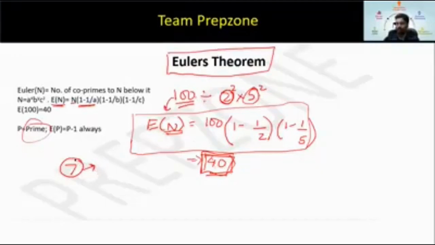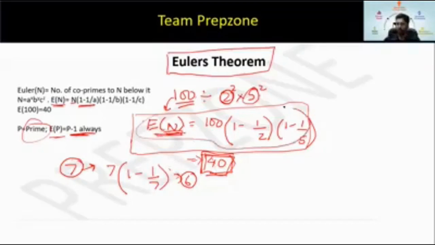So every number below this number will be a co-prime number. That is why Euler of a prime number is always p minus 1. Using this formula, Euler of 7 is 7 into 1 minus 1 by 7, which is nothing but 6. Okay, guys, this is what Euler signifies. This is the formula for Euler.